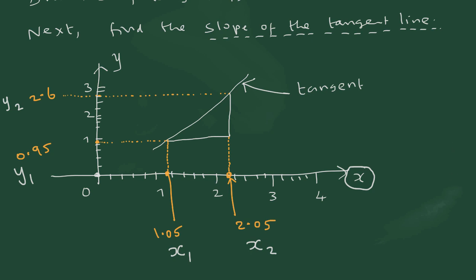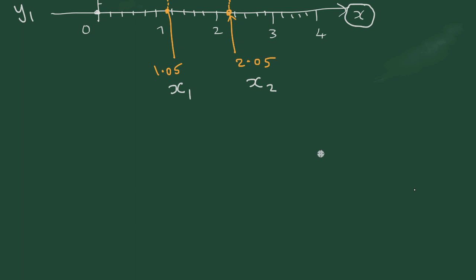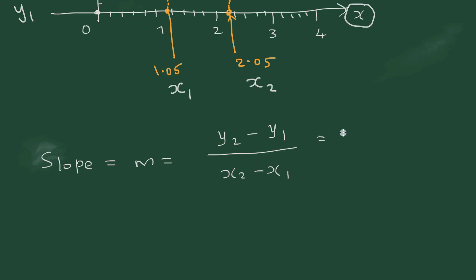If you have these numbers x1, x2, y1, y2, you can calculate the slope using the formula that you already know. Let me write down, not y, I will write the slope. So slope is given by m and that is given by the formula y2 minus y1 divided by x2 minus x1. It doesn't matter whether you write y2 minus y1 or y1 minus y2.